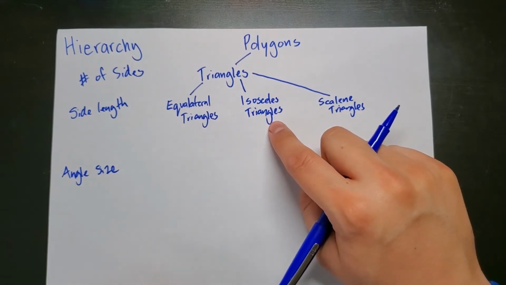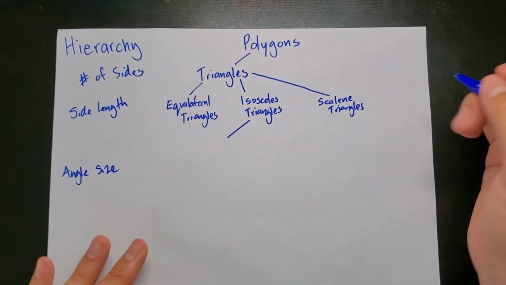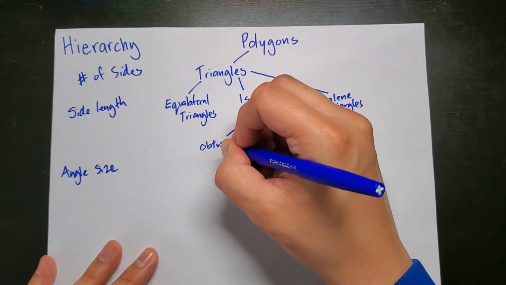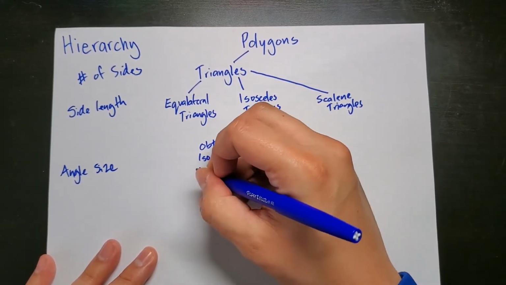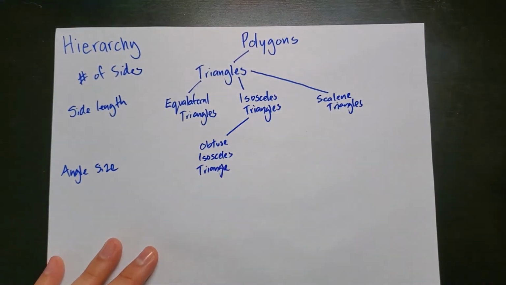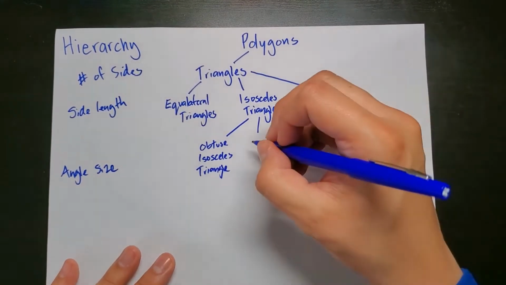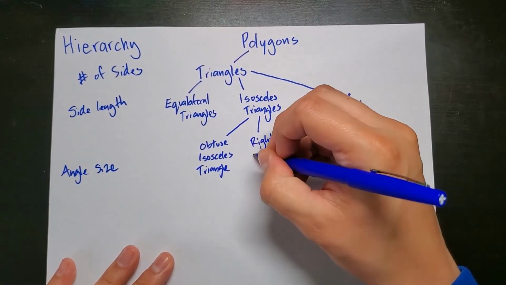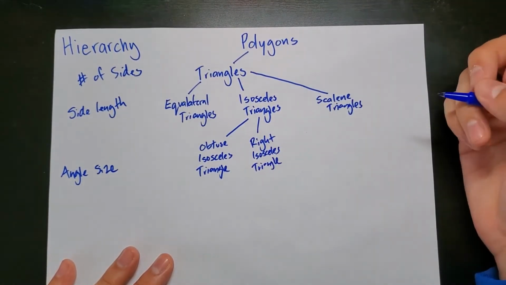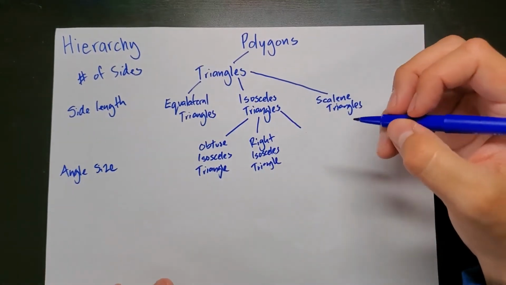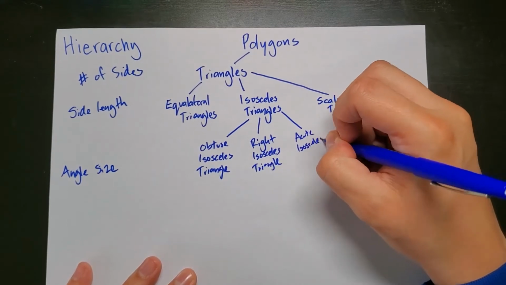Now, isosceles triangles, on the other hand, can be different. If one of the angles is obtuse, then it is an obtuse isosceles triangle. So you want to be really specific. If one of the angles is right, then it is a right isosceles triangle. And if all of the angles are acute, then it is an acute isosceles triangle.